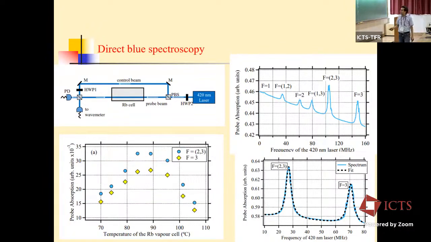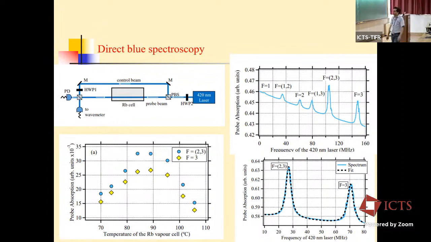And we also varied the temperature of the rubidium cell. And for optimum signal, we had 90 degrees. 90 degrees was good to get this saturated absorption signal. Okay, this is probe transmission, I will say. Yes, because of the collisional effect. And also you see here the amplitude of this saturated absorption signal goes down after 90 degrees. Okay, so that's the idea.